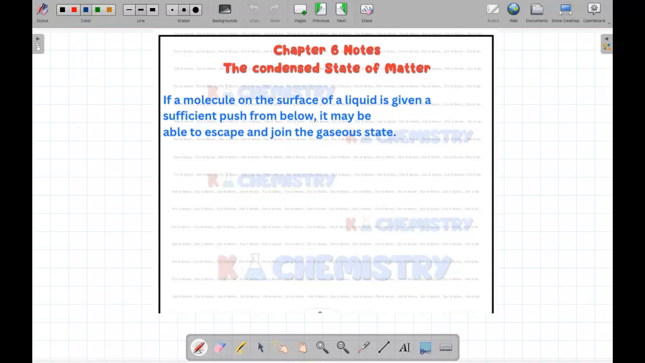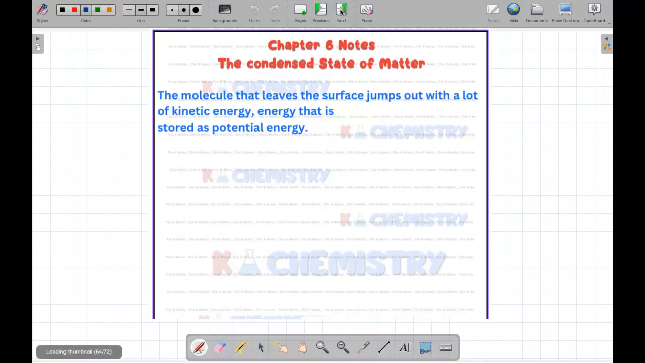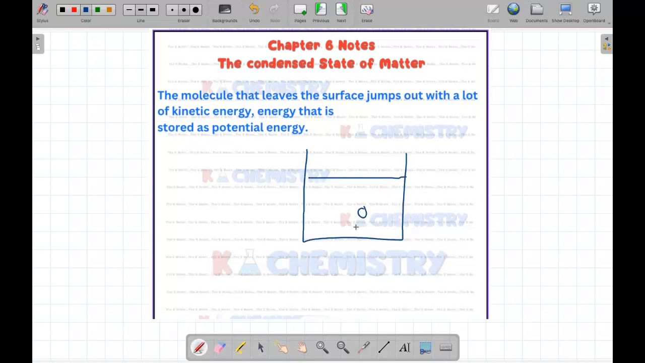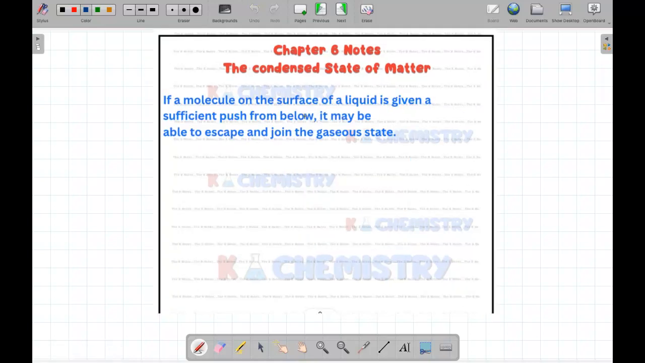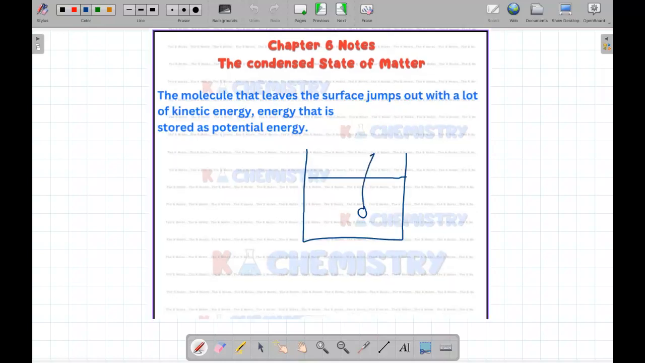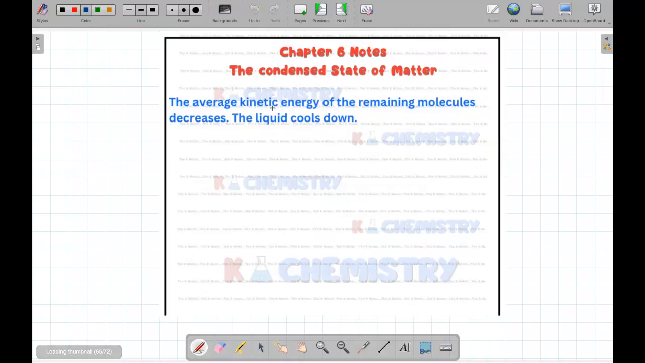If a molecule on the surface of the liquid is given a sufficient push from below, it may be able to escape and join the gaseous state. It jumps out with a lot of kinetic energy that's stored as potential energy. So again, I have a particle that was able to jump from the middle of the liquid. It was given a sufficient push from below, so it's able to escape and join the gaseous state from the liquid into gas. And the average kinetic energy of the remaining molecules decreases, so the liquid cools down.